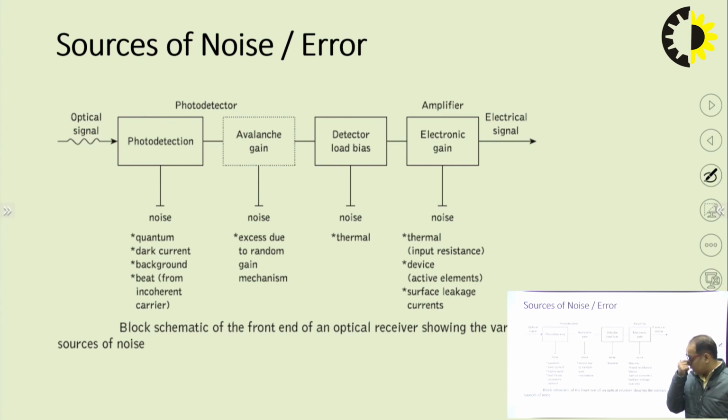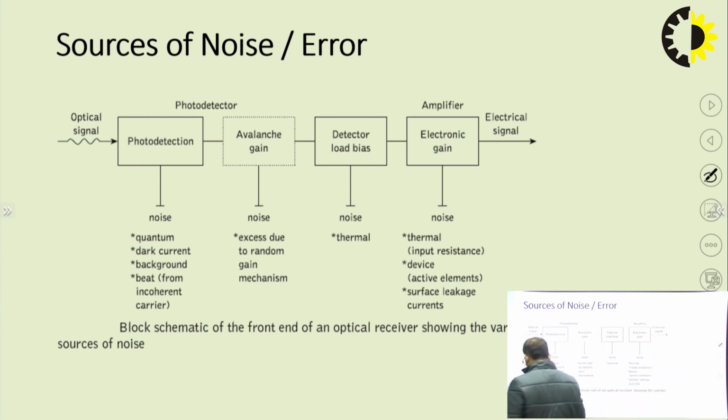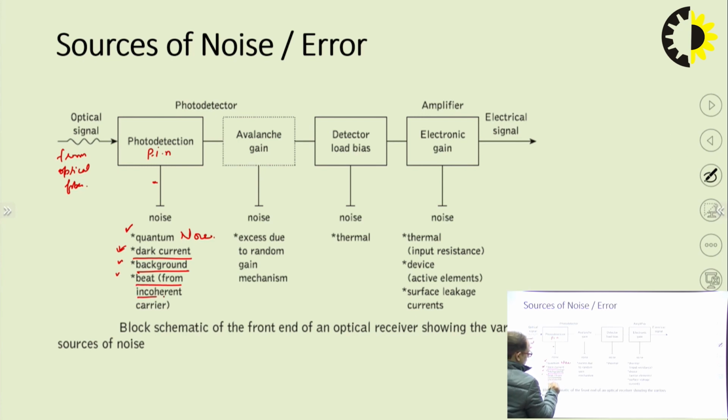And first of all, this picture has been taken from the Gerd Keiser book, Optical Communication. Now see this optical signal from the optical fiber cable. When it enters the photodetector, which is a PIN photodiode, there are a number of sources of noise in the PIN photodiode. The first is the quantum noise, the second is the dark current noise, the third is the background noise, and the fourth is the beat noise that occurs from the incoherent source.